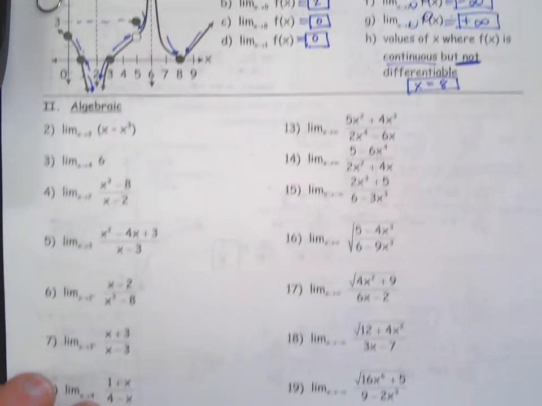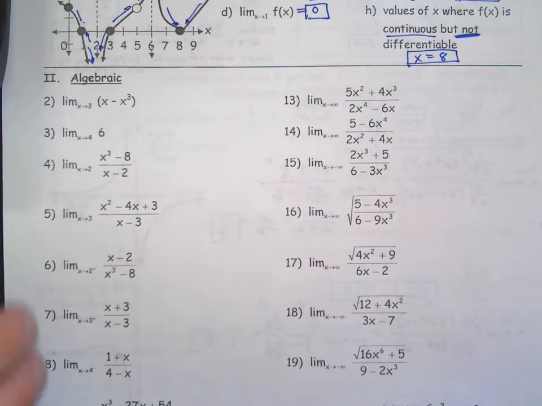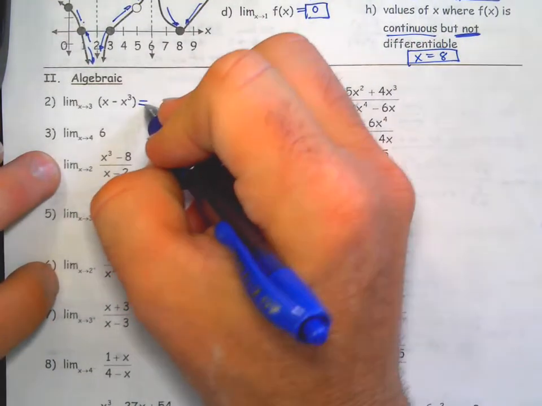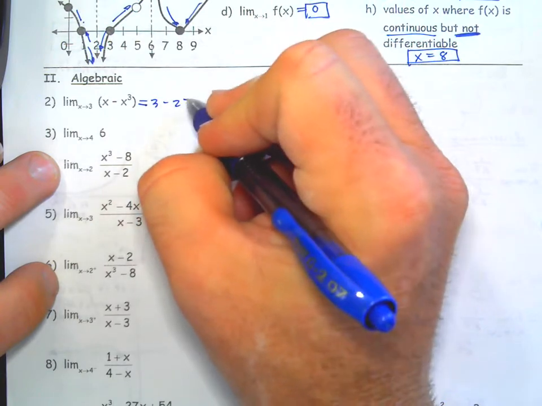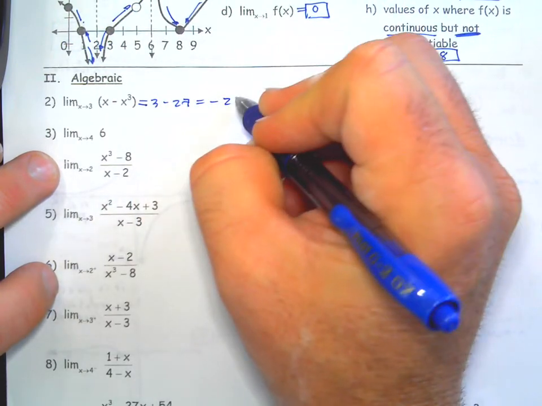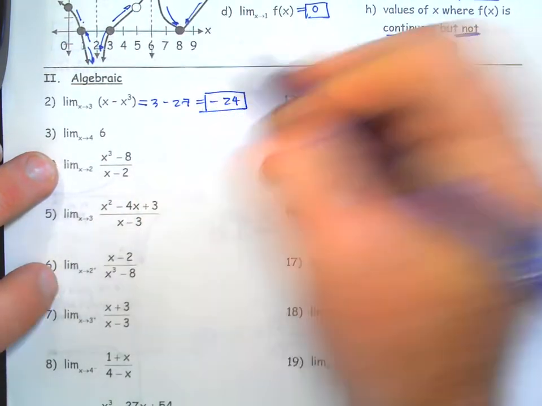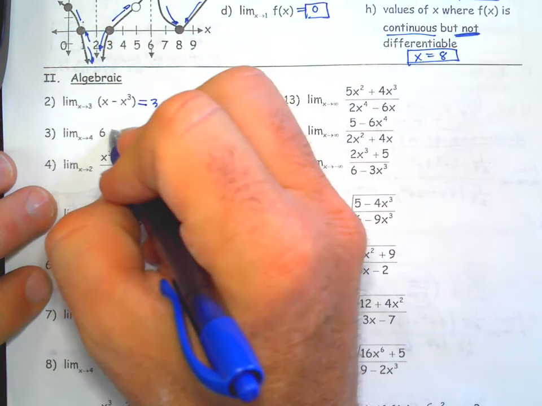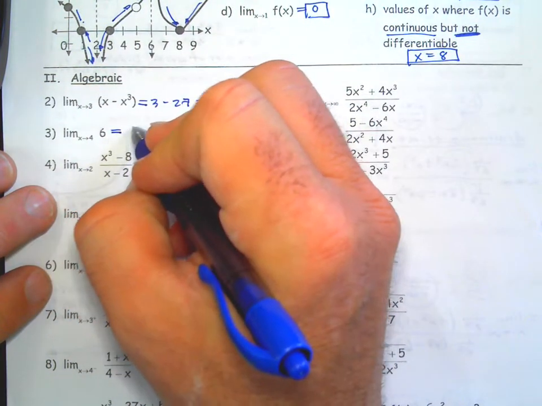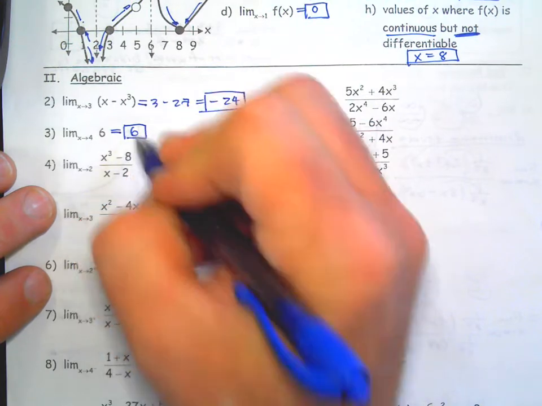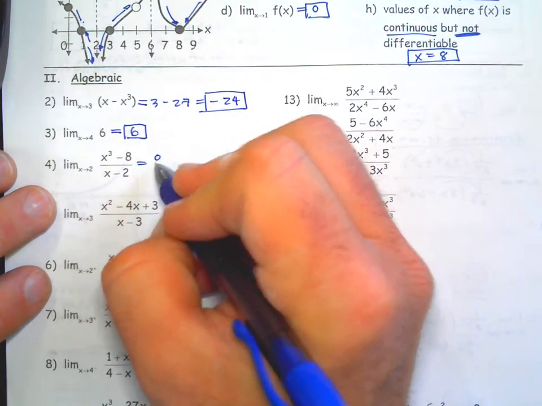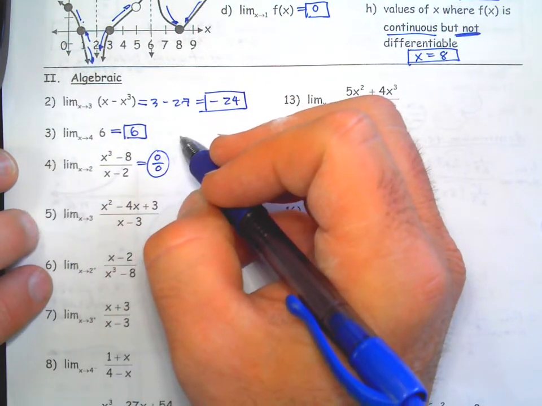Okay, so looking at these next ones, we usually just plug the number in first, see what happens, and that's a continuous function, so the limit just agrees with whatever the value is. The limit of 6 as x approaches 4? Well, it's 6. 6 is always 6. Okay, this one we get 0 over 0, so that's an indeterminate form.